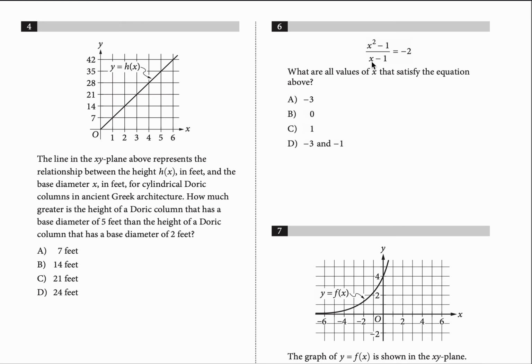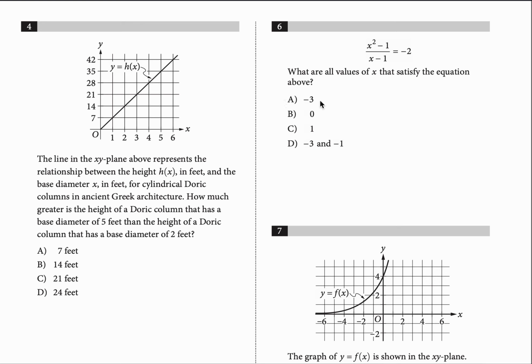Then 0 is not going to work, because -1 over -1 isn't -2. So then I'm going to skip to -1, because by process of elimination, since it has to be A or D, then -3 must work, but -1 might not. So -1, okay, we can say that -1 is not going to work, because -1 squared is 1, 1 minus 1 is 0, and 0 over whatever is not going to be -2. So then I'm going to say it's -3.